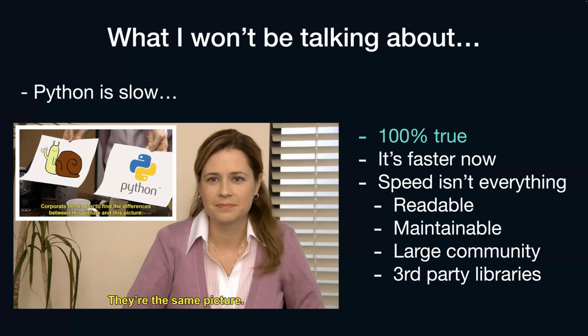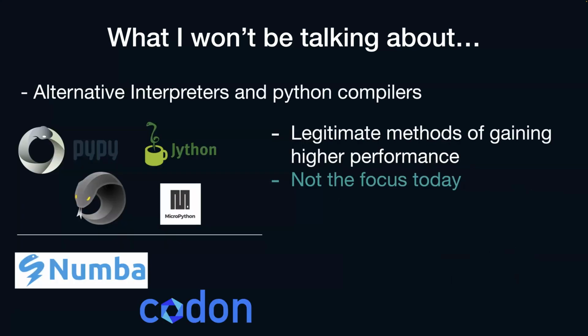With recent versions of Python, it has become reasonably faster, especially since Python 3.11. But more importantly, speed is not everything that we are looking for in a programming language. For example, the readability, maintainability, huge community around the language, and third-party libraries are unmatched by any other language compared to Python, actually.